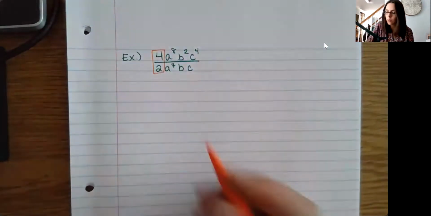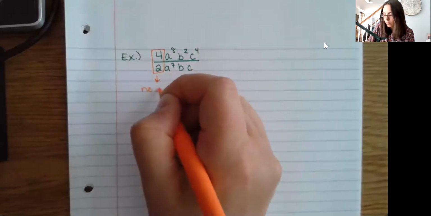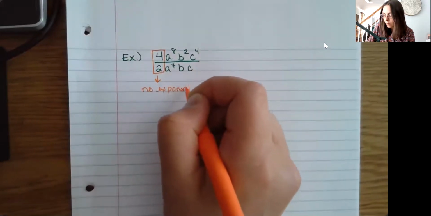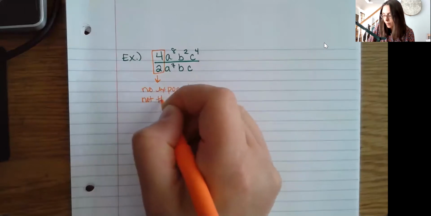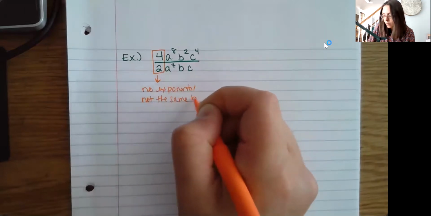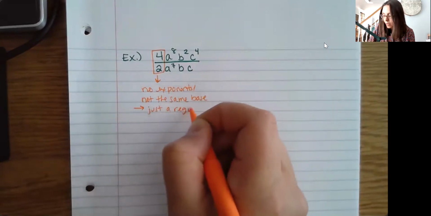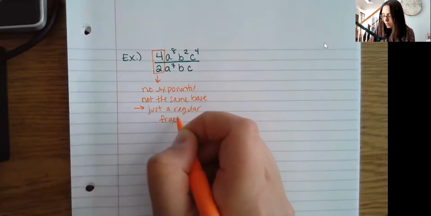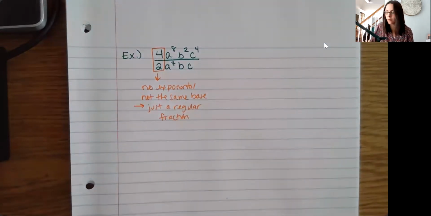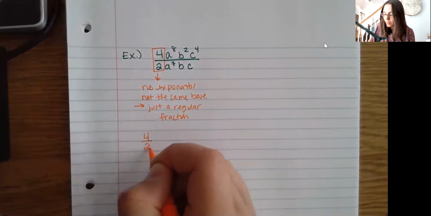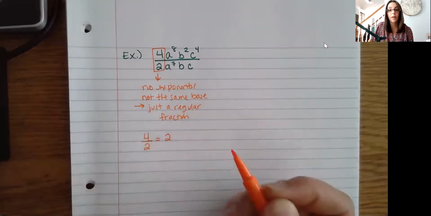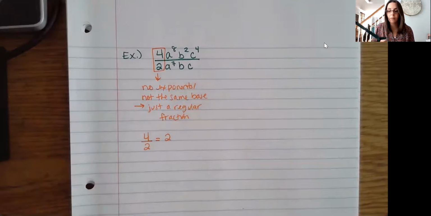Now, that 4 over 2, there are no exponents, and this is not the same base, right? So this is just a regular old fraction that you will simplify, okay? So if you think about 4 over 2, well, 4 over 2 simplifies to just 2, right? 4 divided by 2 is 2. So if you have just numbers out front and there are no exponents going along with them, we can't use that shortcut. So we're just going to divide here as usual. 4 divided by 2 is 2.